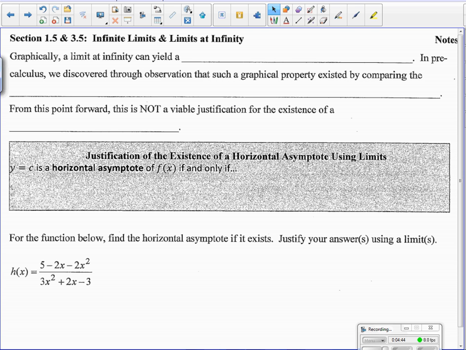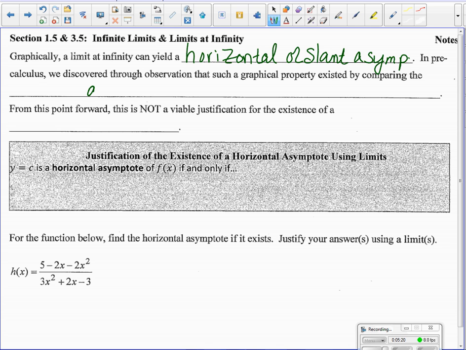Now, the last thing here, let's look at just a little recap. Graphically, a limit at infinity can yield either a horizontal or a slant asymptote. Horizontal or slant asymptote. And I'm just going to abbreviate. In pre-calculus, we discovered through observation that such a graphical property existed by comparing the degree of the numerator to the degree of the denominator.